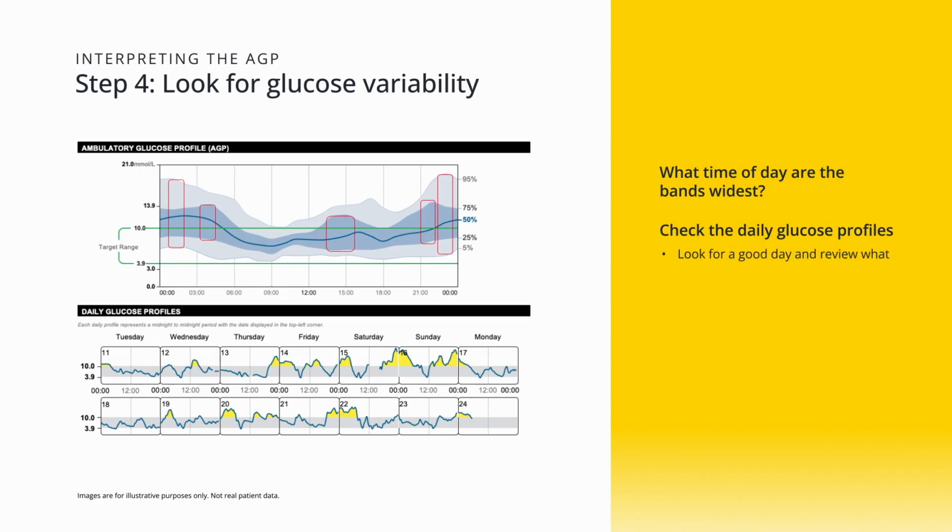Interdaily glucose variability is when levels may be inconsistent from one day to the next. For example, one day at breakfast, glucose may be low, and another day at the same time, it may be high. More variability is indicated by wider dark blue and grey bands in the ambulatory glucose profile. Narrow bands show less variability, which is more desirable.